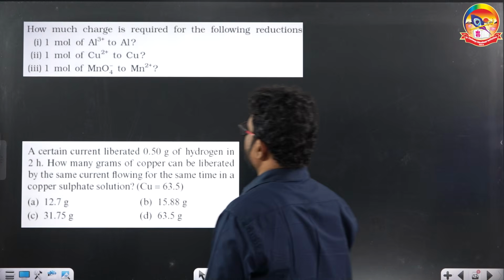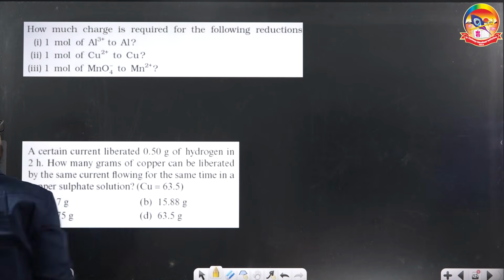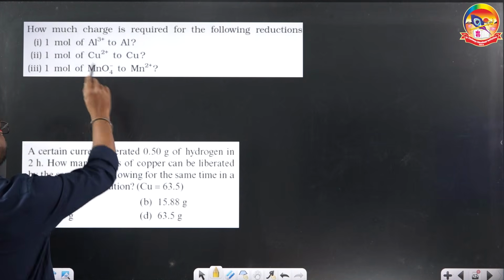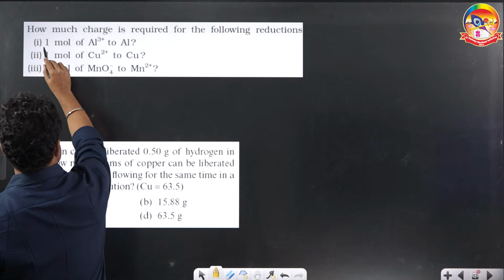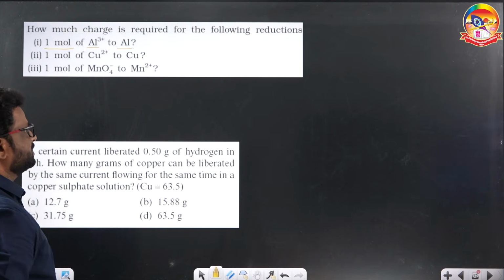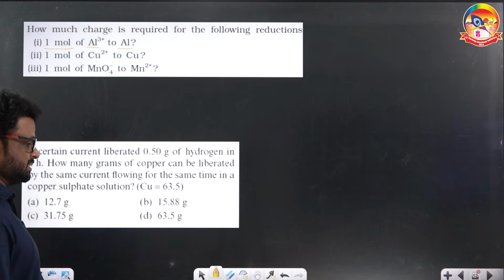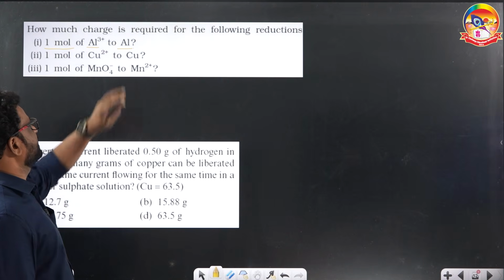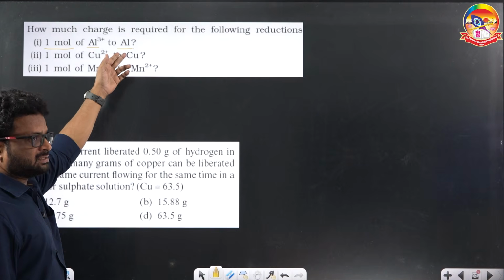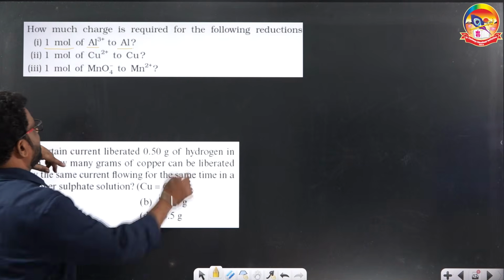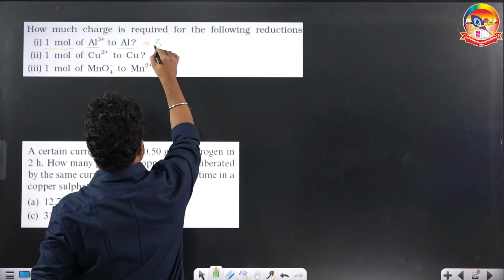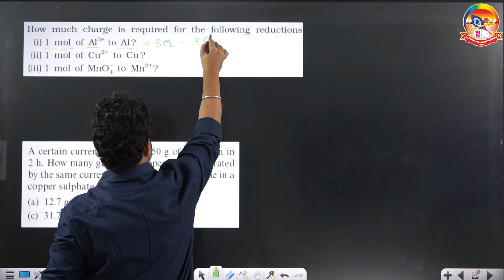Next question, based on the same point I mentioned: number of equivalents is equal to charge in Faradays. They are asking how much charge is required. For each of these ions, you can calculate equivalents to get the charge in Faradays. 1 mole of Al3+ to Al: the conversion is from +3 to 0, so the n-factor is 3. That means 1 mole has 3 equivalents, and for 3 equivalents you require 3 Faradays.